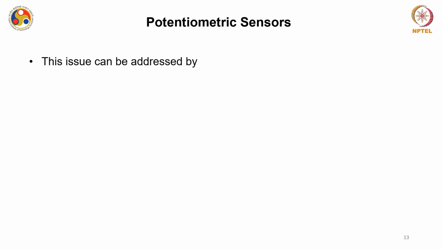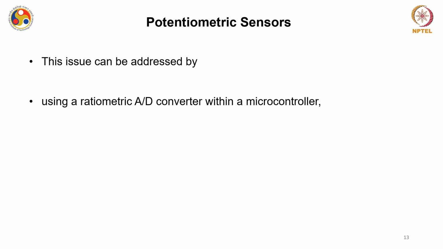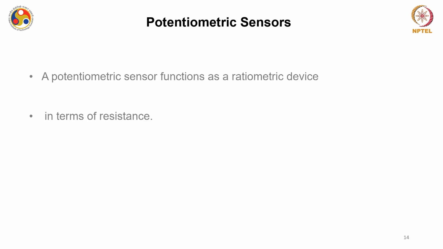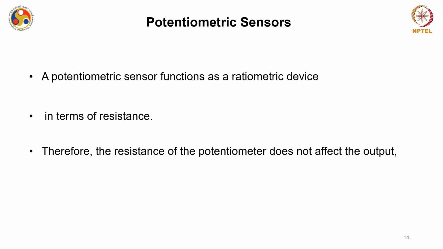Okay. Of course, there have been various ways to address these kinds of issues, okay, and one of the important ways to eliminate these effects is by using a ratiometric analog to digital converter within a microcontroller, which cancels out the effect of voltage fluctuations, okay. So, a potentiometric sensor functions as a ratiometric device, not an individual device. It is basically taking into consideration the ratio of the lengths. Okay. So, particularly in terms of resistance.